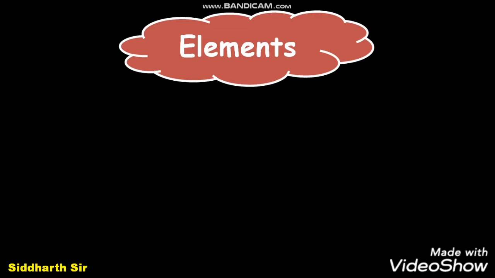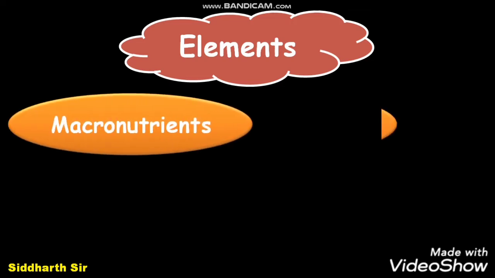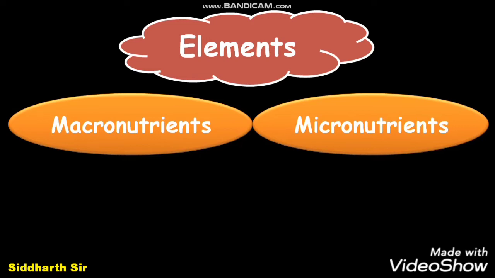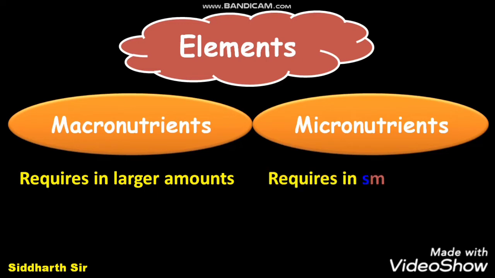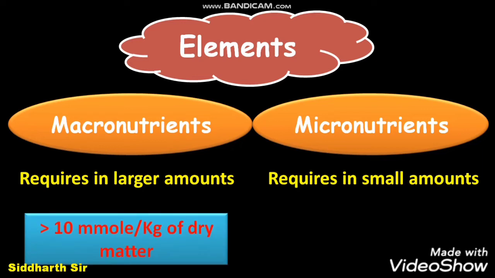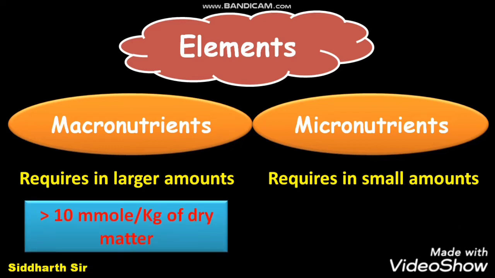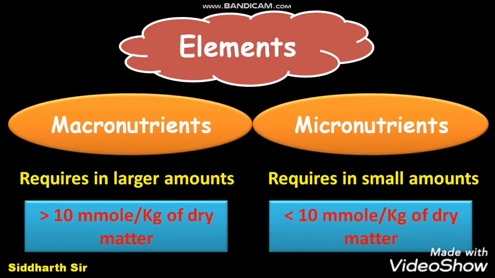Okay, see, based on these criteria, a few elements have been found to be absolutely essential for plant growth and metabolism. Okay, and these elements are further divided into broad categories based on their quantitative requirement, and these are macronutrients and micronutrients, right? Macronutrients, when you break this word, it becomes macro plus nutrient. Macro itself says large, so macronutrients are the nutrients which are required in larger amounts. In the opposite, micronutrients are required in smaller amounts. Now see, larger and smaller, it means how much. So larger means it requires greater than 10 millimole per kg of the dry matter of the plant, and micronutrients require less than 10 millimole per kg of the dry matter of the plant.